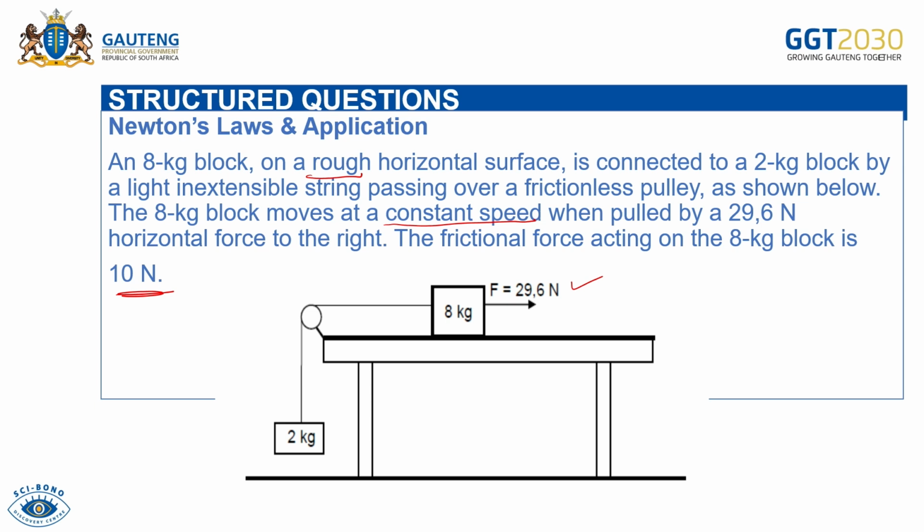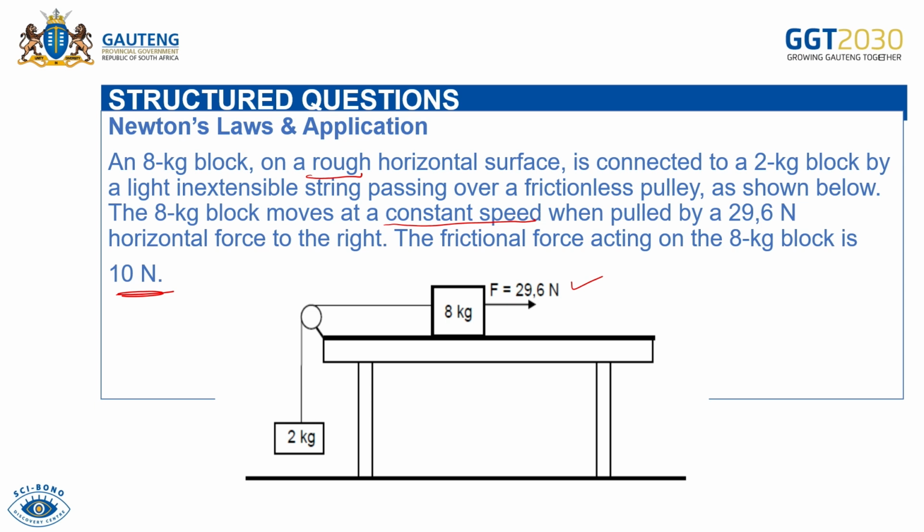But this system is moving at a constant what? Velocity when it is pulled by a force of 29.6 newtons to which direction? To the right. So which law is this, right? It's application of which law? Newton's first law, because an object is moving at a constant what? Speed when it is pulled with a force of 29.6 newtons horizontal force to which direction? To the right. So we have 2 objects.